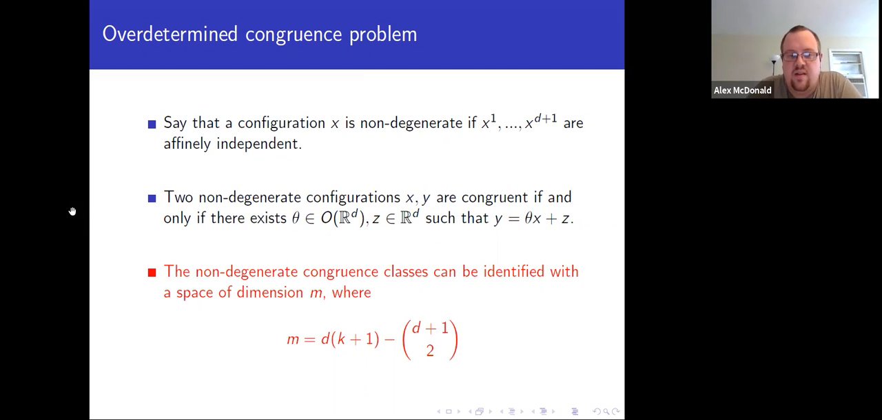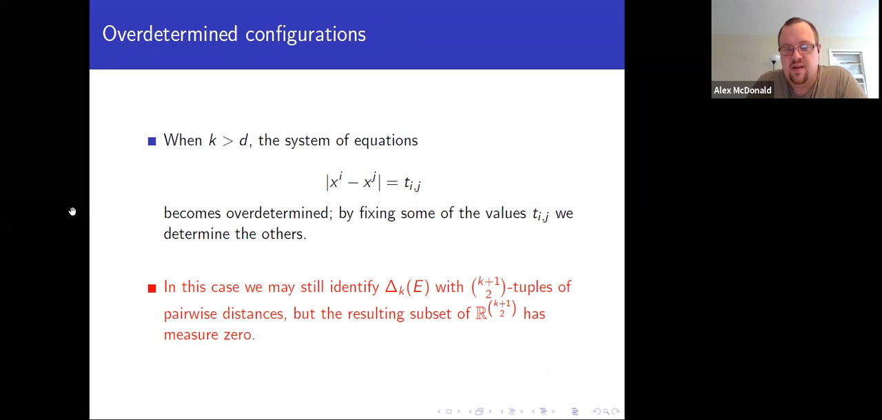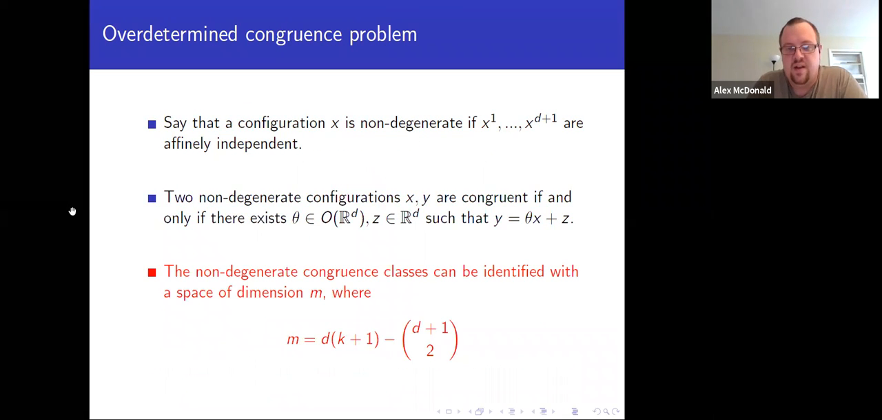So heuristically, we expect that this should be the dimension of the space of congruence classes, because, ignoring degeneracies, you have d times k plus 1 dimensions for your space of all configurations, right? Your points are d-dimensional vectors, and you're looking at a k plus 1 tuple of those. So your space of configurations is d times k plus 1 dimensional. And then you subtract off d plus 1 choose 2, because that's the dimension of the group of isometries that you're taking a quotient by. Okay, so this is what we expect. Again, you can view this set to be a set of k plus 1 choose 2 tuples, but it's not really full dimensional. This is the right dimension to think of the space of congruence classes as having.